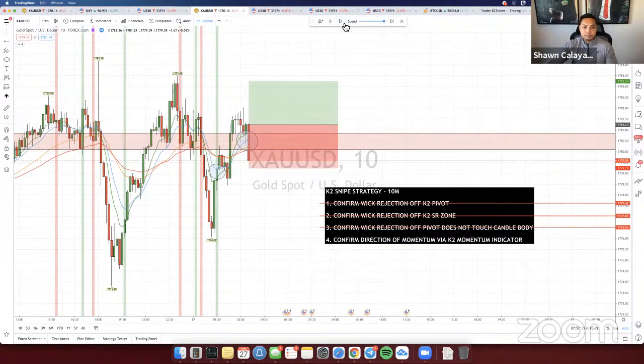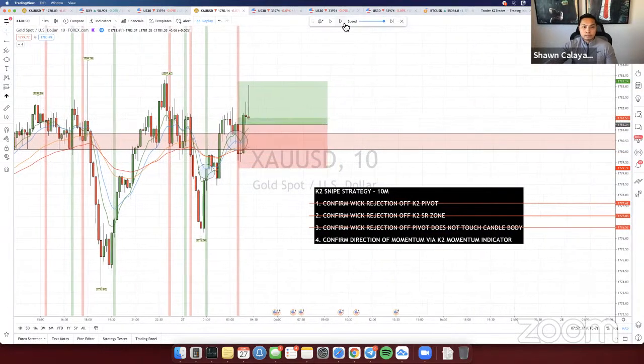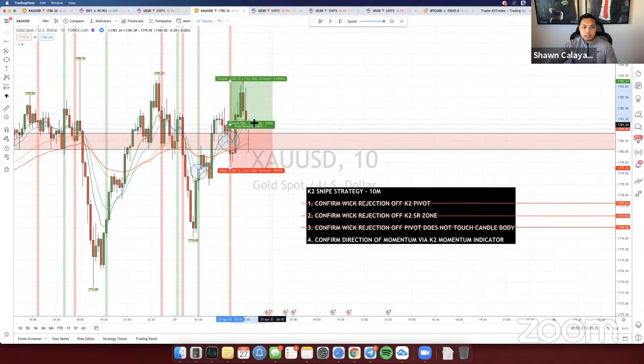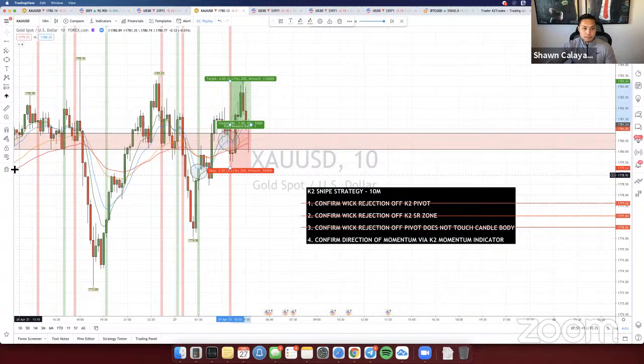You let this run. There you go, full TP, right? And that's how it would work off this if you're trading it on gold. This would be one of the scalp strategies. I mean, we have different scalp strategies. These aren't the only ones. There's a lot of them.